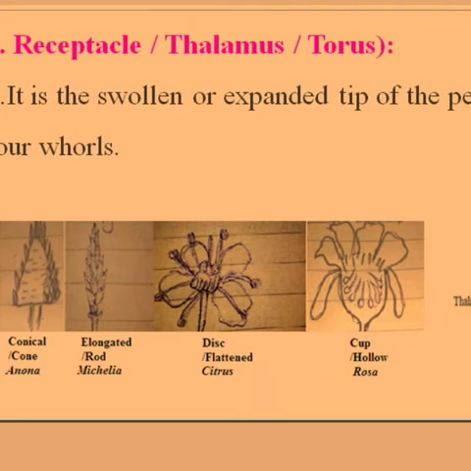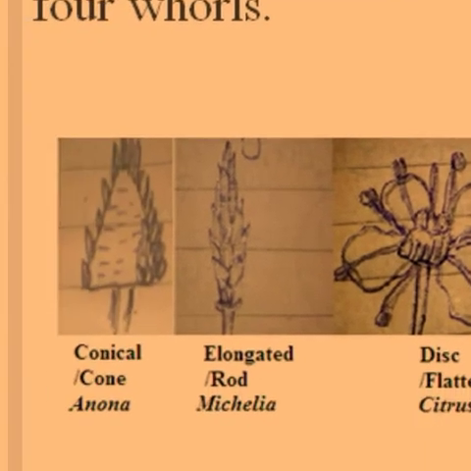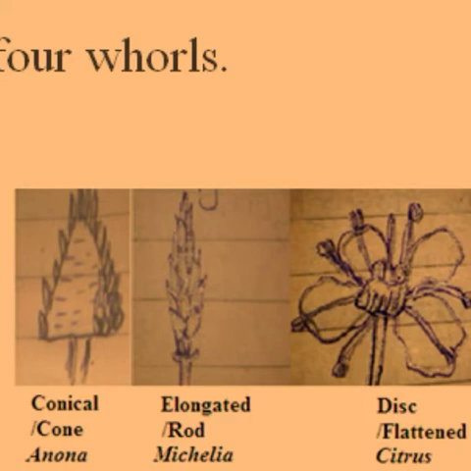This thalamus is of four types. Either it is conical or cone shaped, as in Annona. Annona, that means custard apple. Annona squamosa, custard apple, that means sitafal, and Annona reticulata, that means ramphal. So on the central stalk, all the berries are attached. So this is the conical or cone shaped.